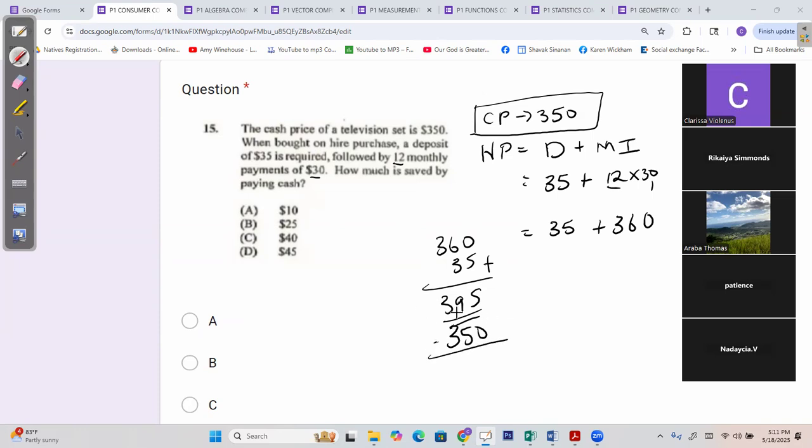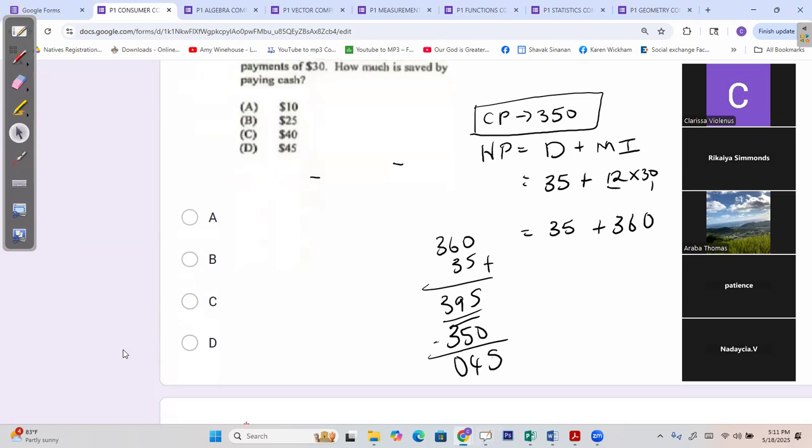Please note that sometimes they would have put the 395 here. So always go back. Even with me and my attention issues, I always have to go back and read the question to make sure that I have reached the answer they asked for. So in this case, they asked for how much is saved. So that means we've got to subtract. So that would be 5, because 0 from 5 is 5, 9 minus 5 is 4, and 0 is 0, so our answer is D, 45.